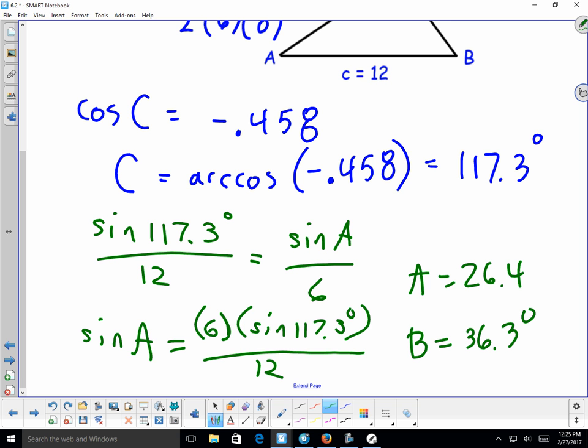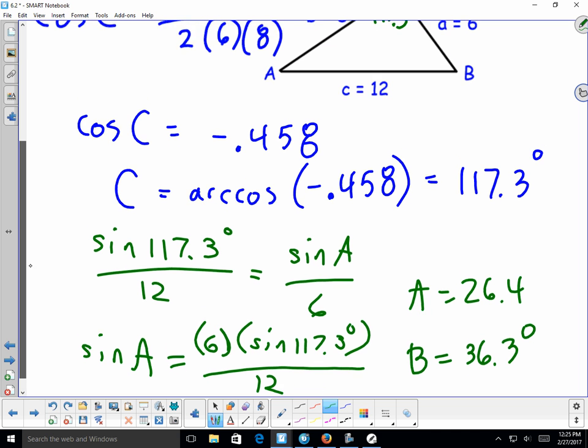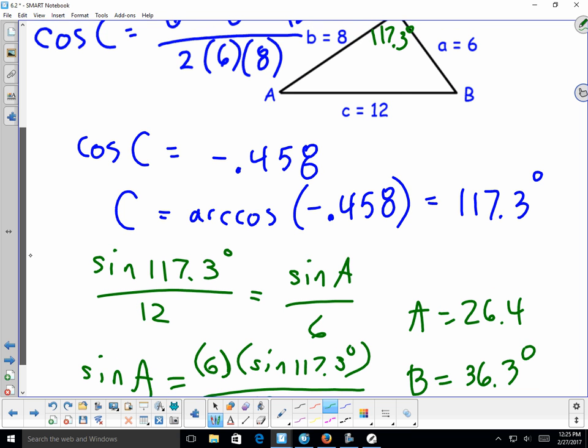36.3 degrees. Now remember, very important, more important than in law of sines, it's important here to check that your largest side is across from your largest angle and so on. So can you do that for me? 36.3 is here, and the 26.4 is here. That's supposed to be a 26.4. So is the largest angle across from the longest side and the smallest angle across from the shortest?